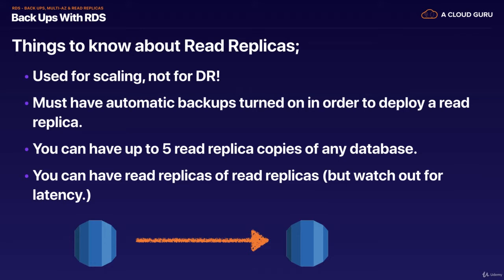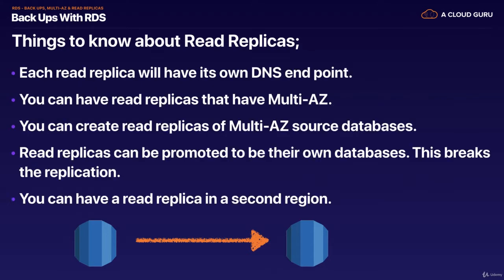The things to know about read replicas is they're used for scaling, they're not used for DR, and they must have automatic backups turned on in order to deploy a read replica, and we'll see that in the lab coming up. You can have up to 5 read replica copies of any database, and you can have read replicas of read replicas, but when you do that, you do have to start watching out for replication latency.